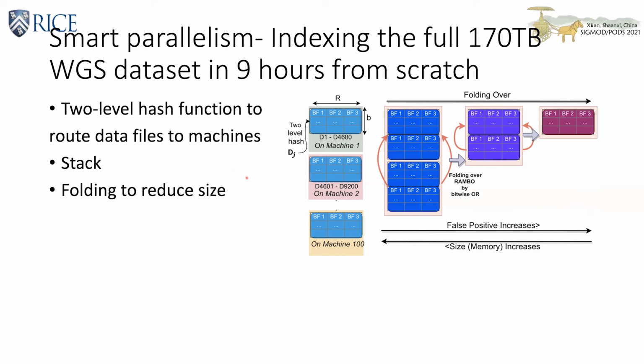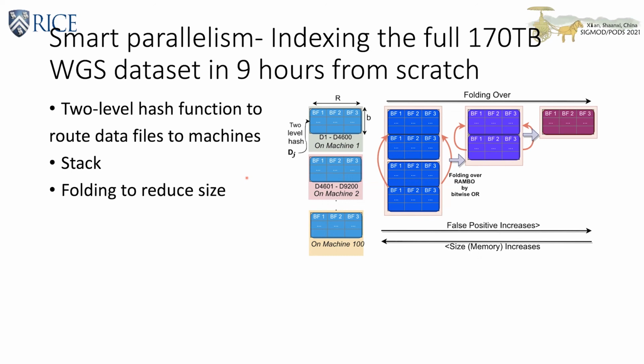This can all be done in parallel for a streaming input. It takes almost 1 hour to insert into these machines, and almost 8 hours to download on a cluster of 100 nodes with 40 cores each. So in total it is 9 hours of indexing time from scratch.